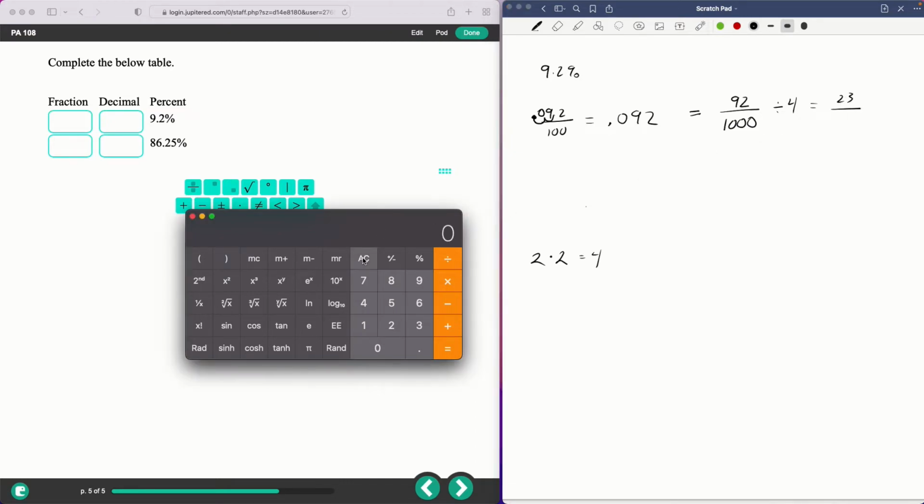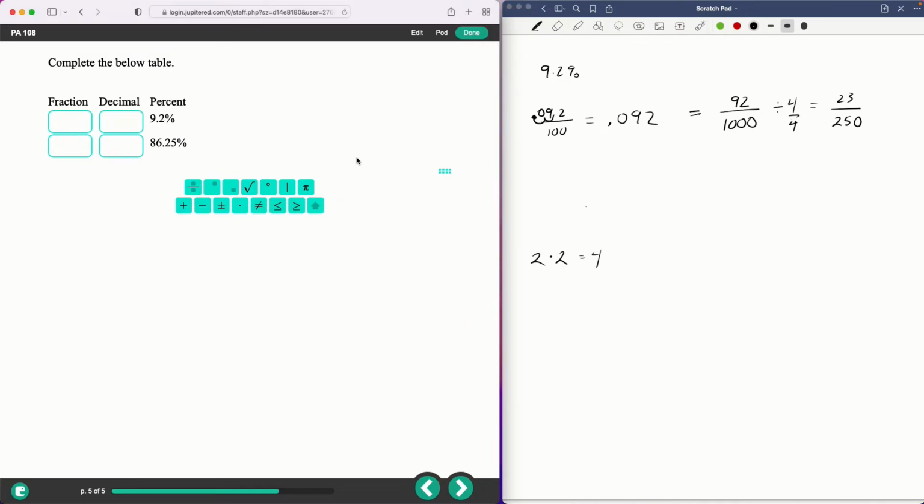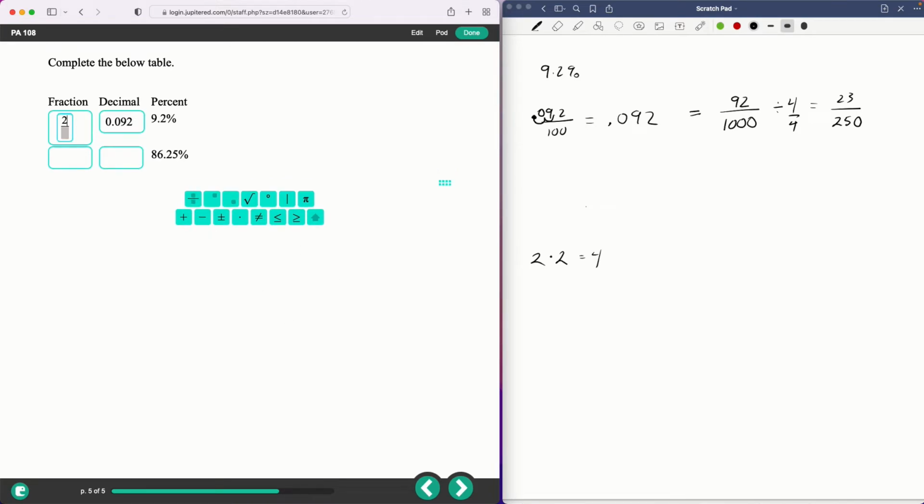And then we're going to divide 1,000 by 4. 1,000 divided by 4 is 250. So our reduced fraction is 23 over 250. All right. So we have our decimal, and that is 0.092. And we have our fraction, which is 23 over 250.